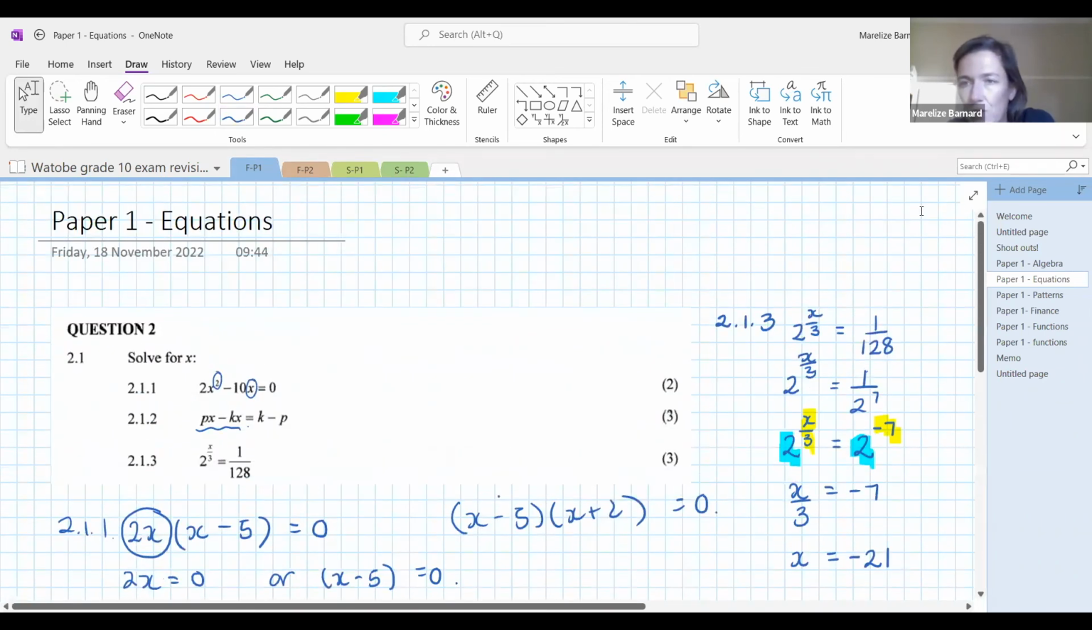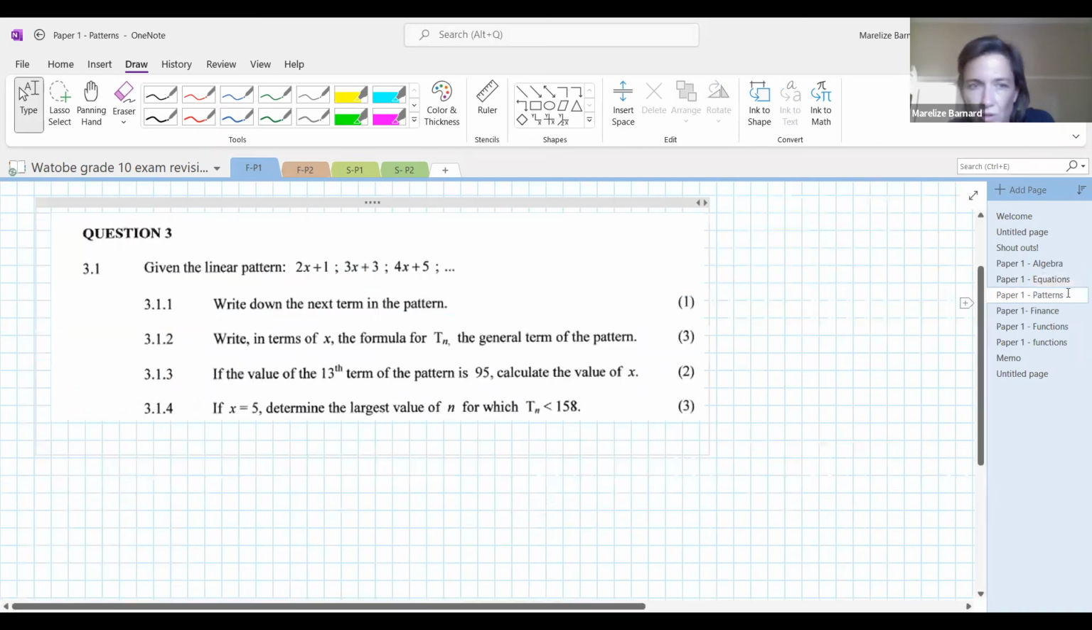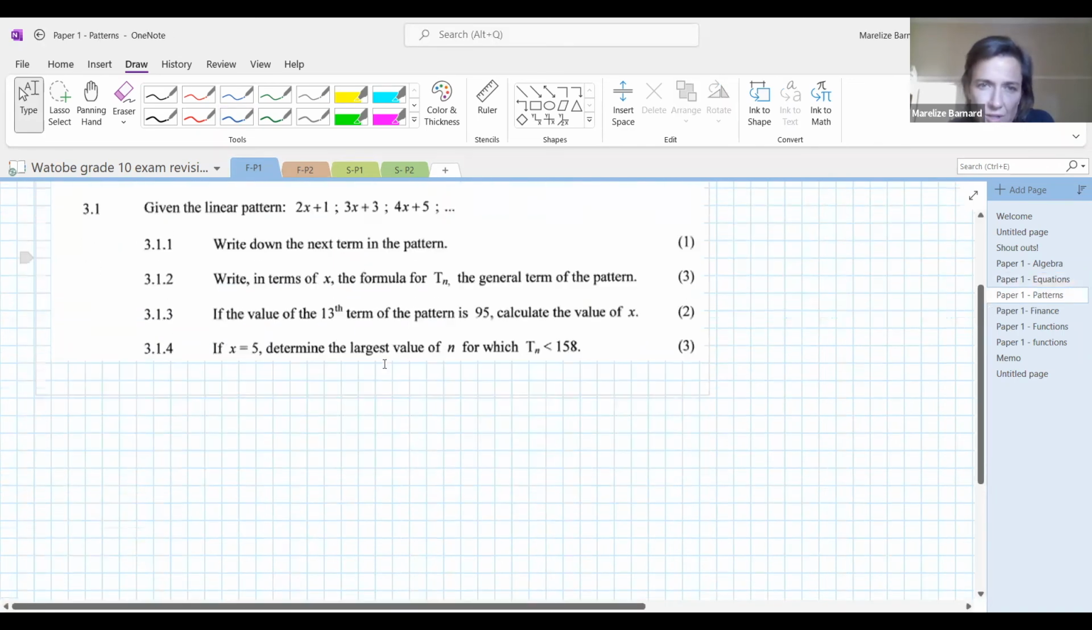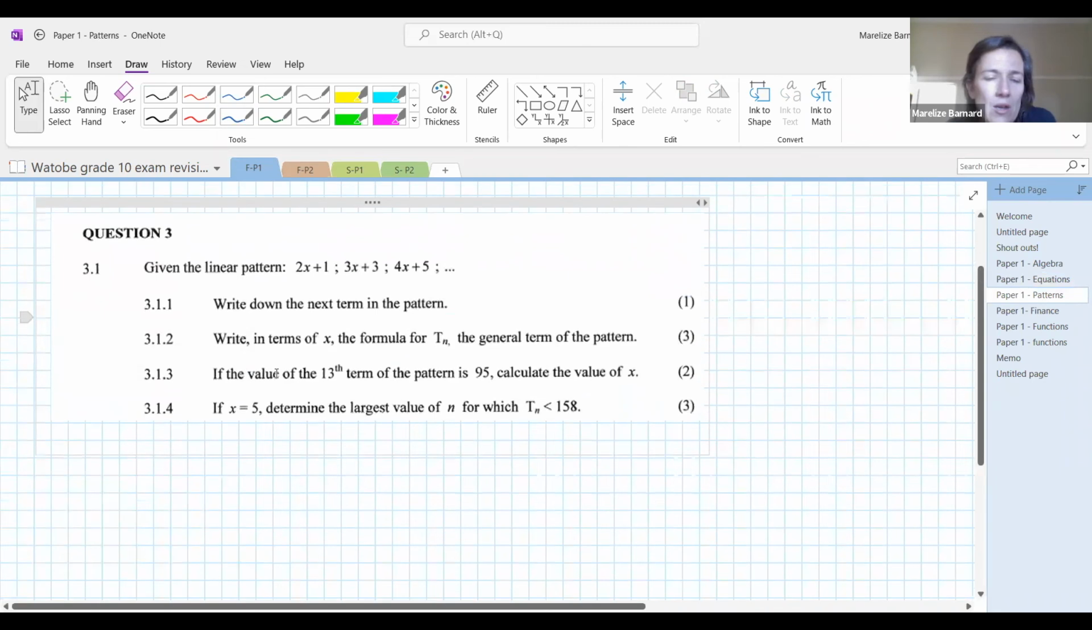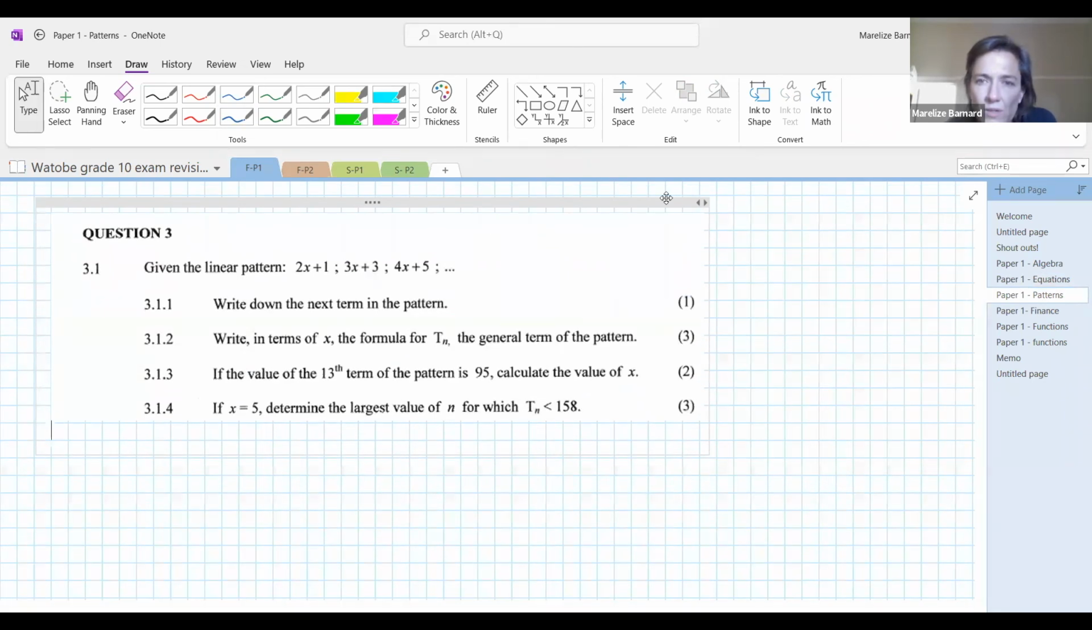Right. We have a few minutes left and we are going to go on to patterns. Question 3. Remember, as part of your paper 1, you also need to do simultaneous equations. And if you're wondering about simultaneous equations, have a look on our website. There will definitely be a lesson on simultaneous equations.